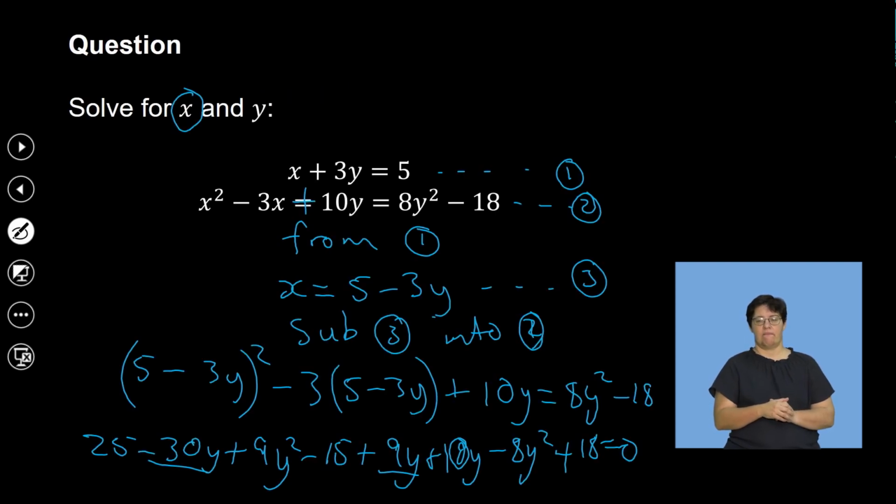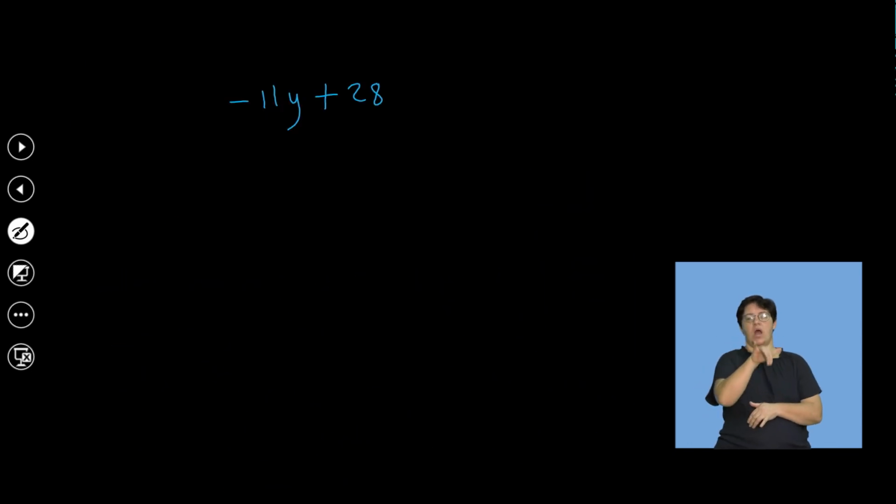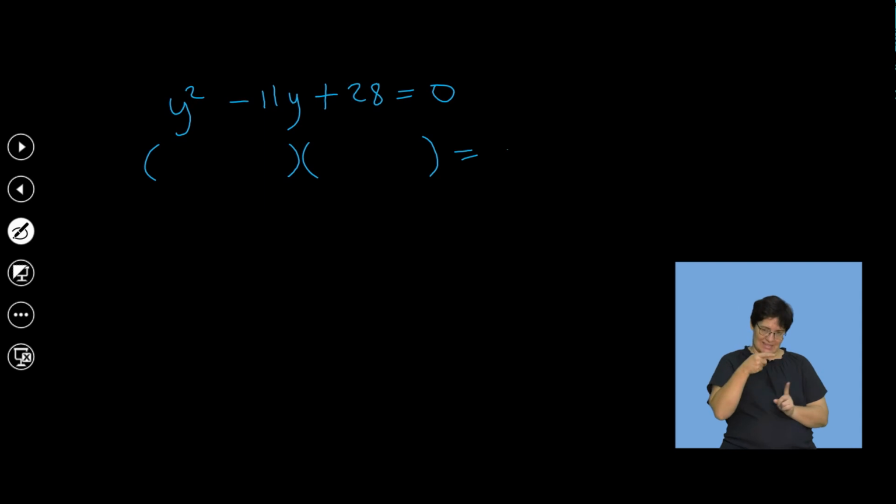Let's look at the y squared. 9y squared and minus 8y squared becomes just y squared, right? So this will be y squared equal to 0. And then you factorize this, right? If it's possible to factorize. If you don't know how to factorize, just go to your calculator quickly, and then you can solve it from there, right?